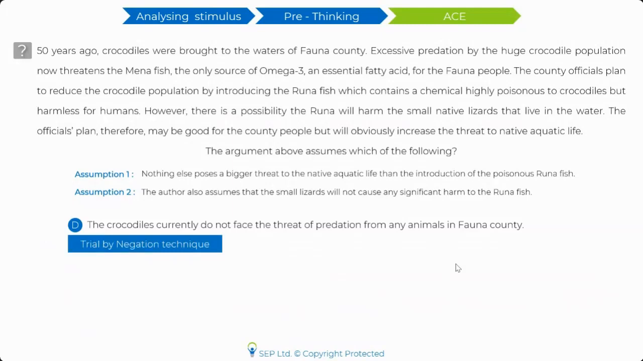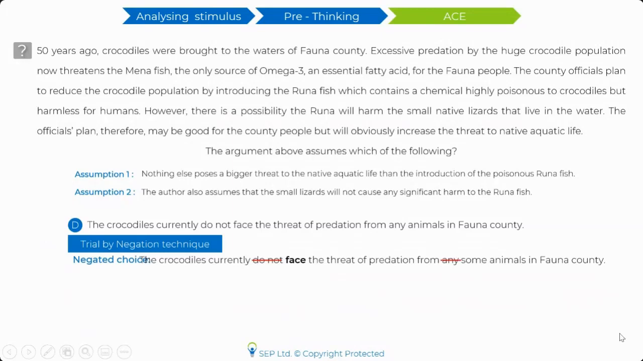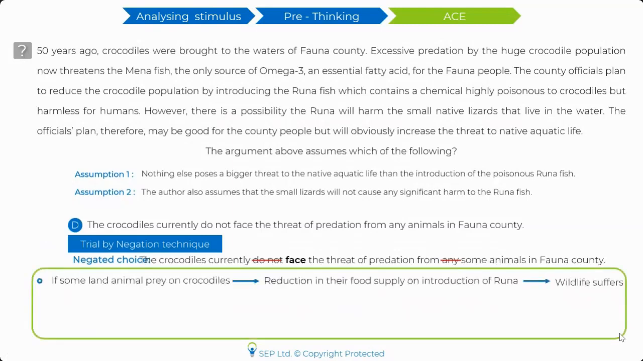Now let's try this. If it is looking good enough to you, we'll just try the trial by negation technique. The negated choice says the crocodiles currently face the threat of predation from some animals in fauna county. Okay. If some land animal is preying on crocodiles, then what is happening is there is a reduction in the food supply on the introduction of Runa. Okay, so then the wildlife suffers.